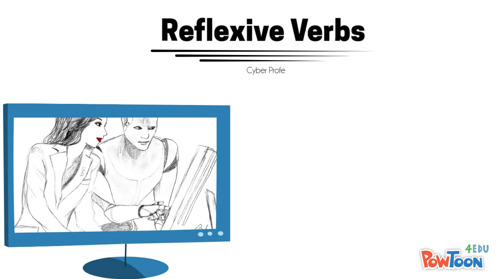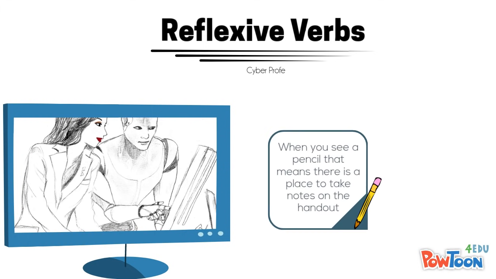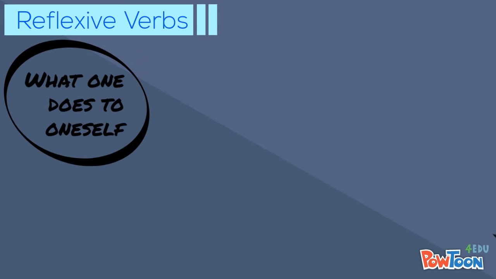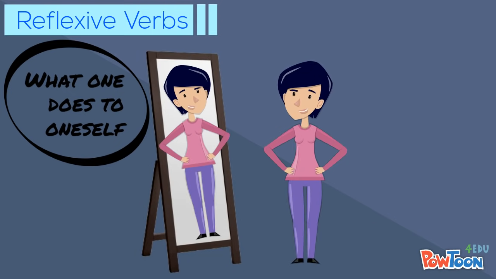Hola! Let's learn about los verbos reflexivos, in English, reflexive verbs. When you see a pencil, that means there's a place to take notes on the handout. A reflexive verb tells what one does to oneself, almost like a mirror reflecting the action back onto the subject.